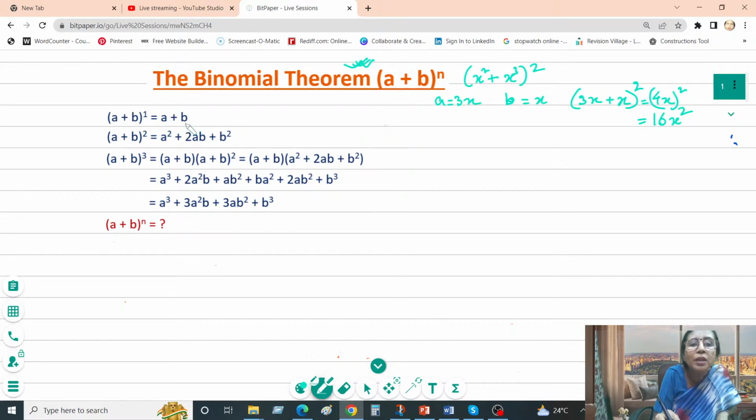We are having two terms. When the power is 1, we are having two terms. This is important. We are having two terms in the final expression when the power is 1.